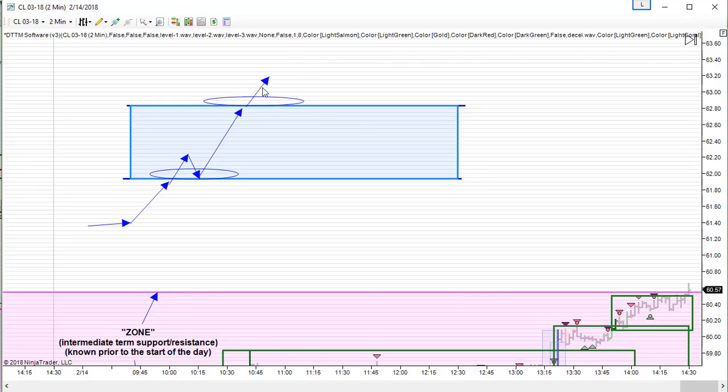And the same logic would apply if we opened inside of containment, or inside of the zone. Let's say we opened here and come down to the lower end, the support side of the zone. We would expect support. However, if sellers are strong enough to break through that zone, that's a bearish indication. And if it were to come back up here, we would expect resistance. Now, if it finds support here and we come up in here, we would again expect resistance. If it was strong enough, that would be a bullish indication, and vice versa.